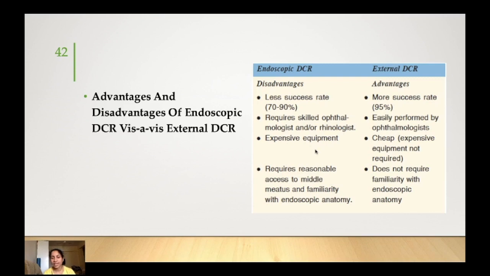Endoscopic surgery needs expensive equipment like endoscope, camera, light and the canaliculae probes we insert. In the external approach, expensive equipment is not required. Endoscopic surgery requires reasonable access to the middle meatus and familiarity with endoscopic anatomy, whereas the external approach does not require familiarity with endoscopic structures. So these are the advantages and disadvantages of external and endoscopic DCR.